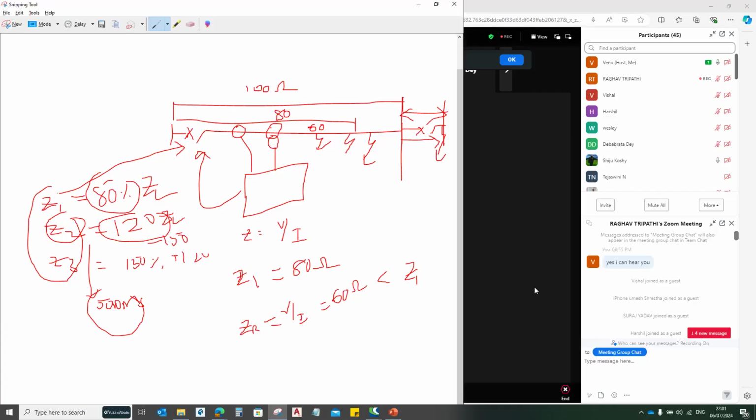Why not take 100% for Z1? Because here also I am having protections. Even if you consider 100% of the protected line, it will overlap with your busbar protection zone here.